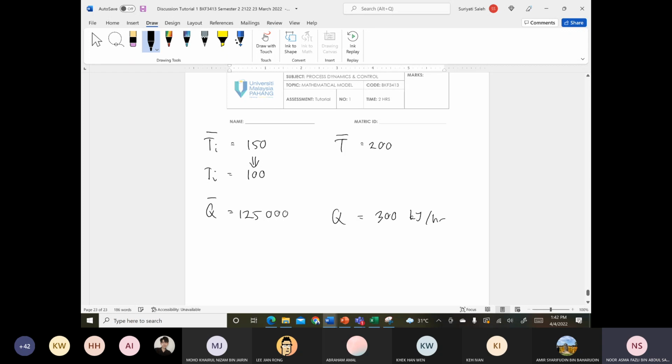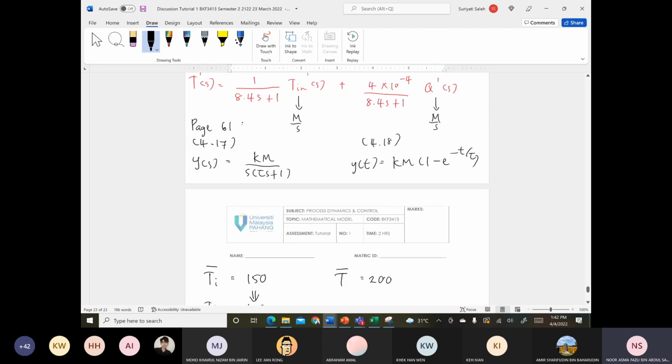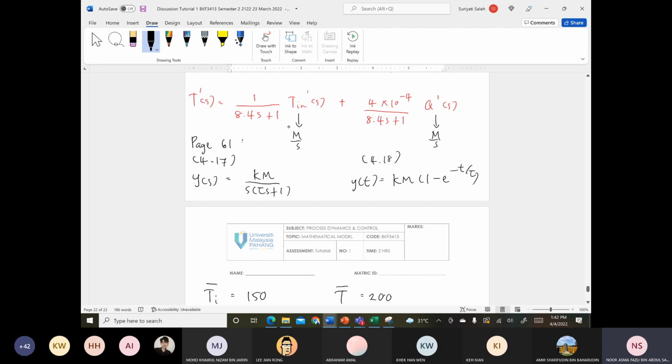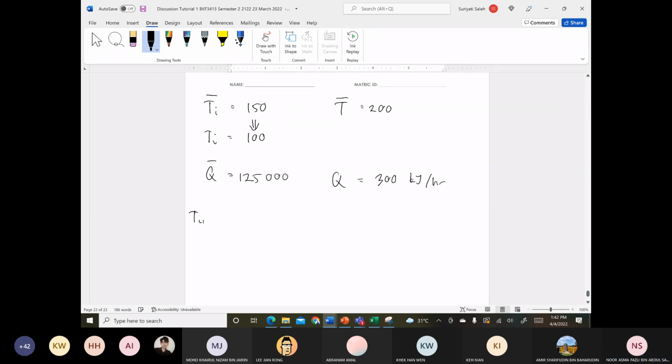125,000. All right. So when I have this value, then I can determine the magnitude. So the T inlet here, the T in prime, is my magnitude. Let's say I put M1. So T in prime is equal to 100 minus 150. Negative 50.